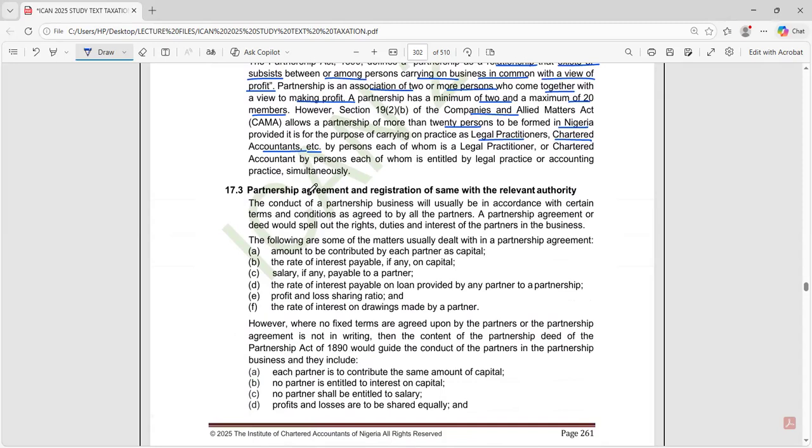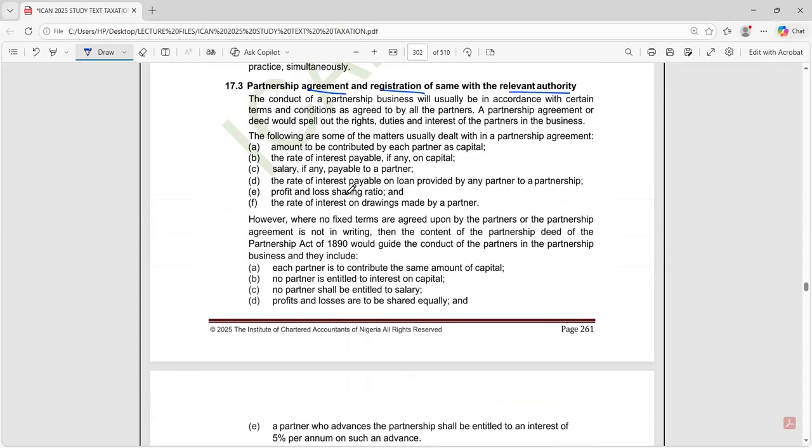Okay, let's look at partnership agreement and registration of same with the relevant authority. Now, there are laws that guide partnership. Specifically, the Partnership Act guides partnership. But however, there's a flexibility. If two or more persons are coming together to do business, let us give them an avenue where they agree how they want the business to be run. So the two persons, or the 5 persons, or the 10 partners can come together and write what we call a partnership deed. A partnership deed is more or less like an agreement that is created by partners to guide their affairs.